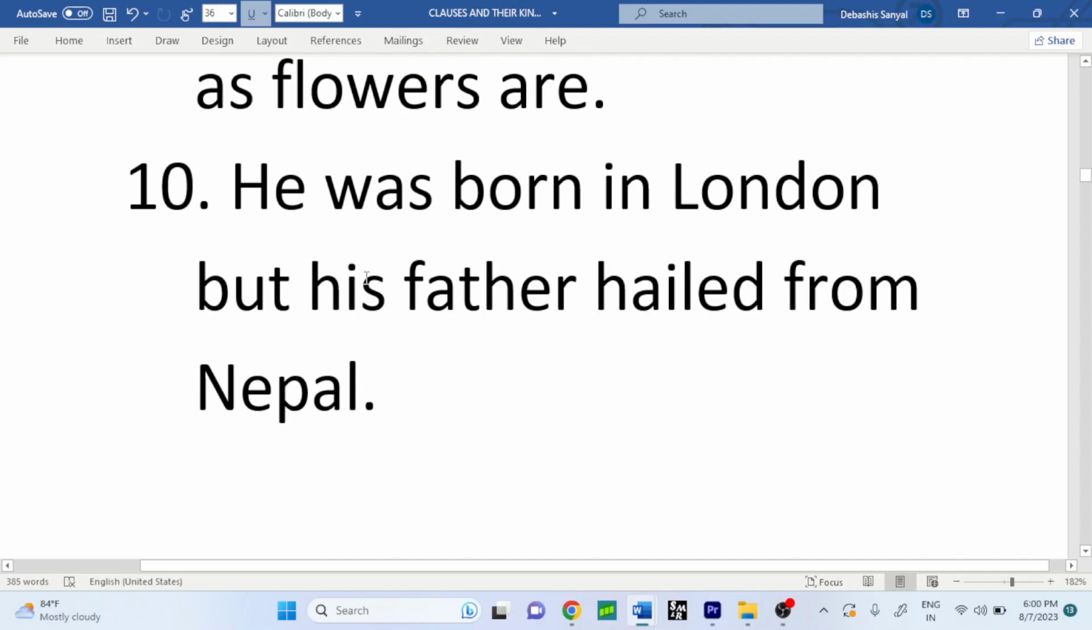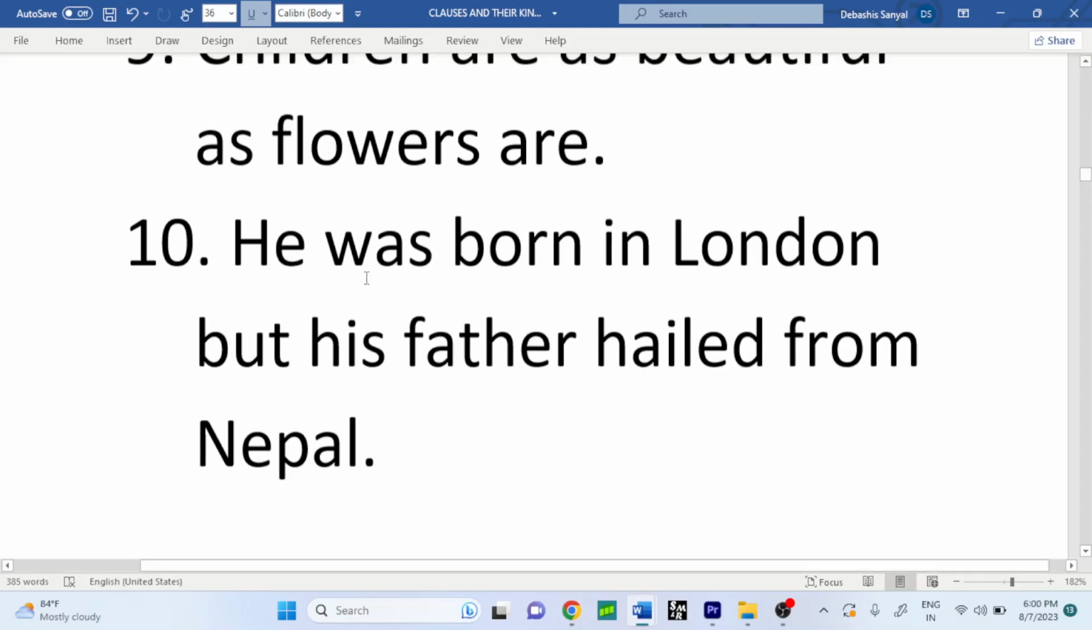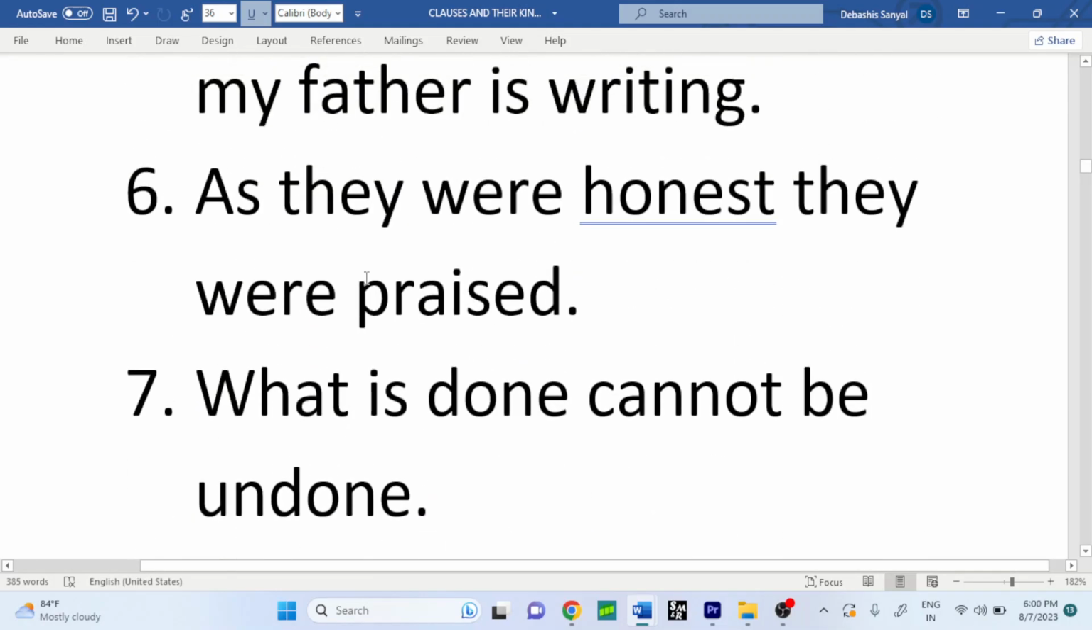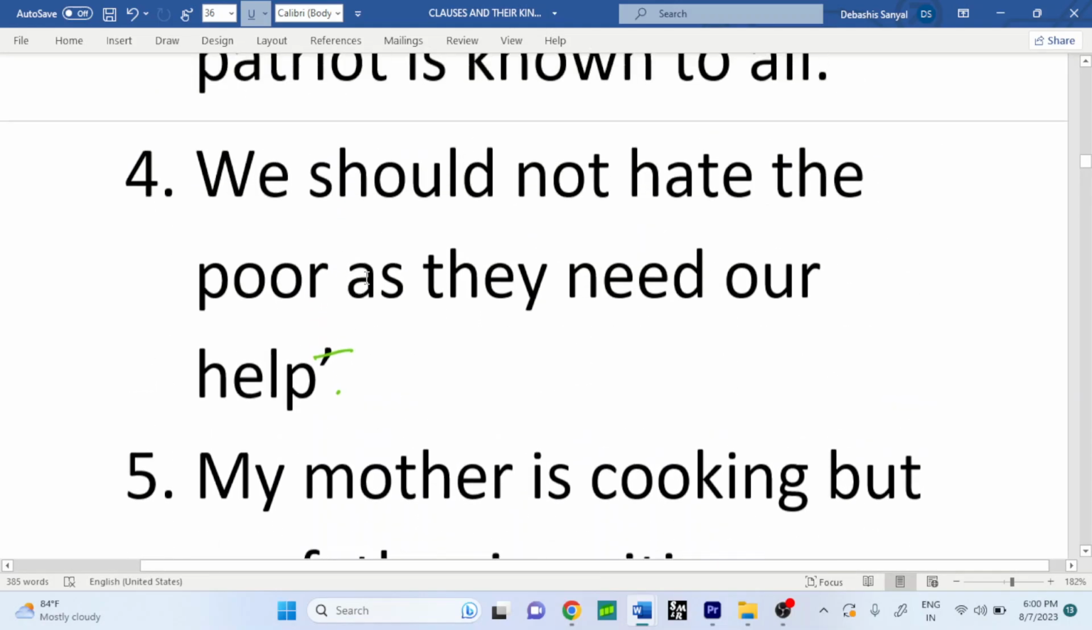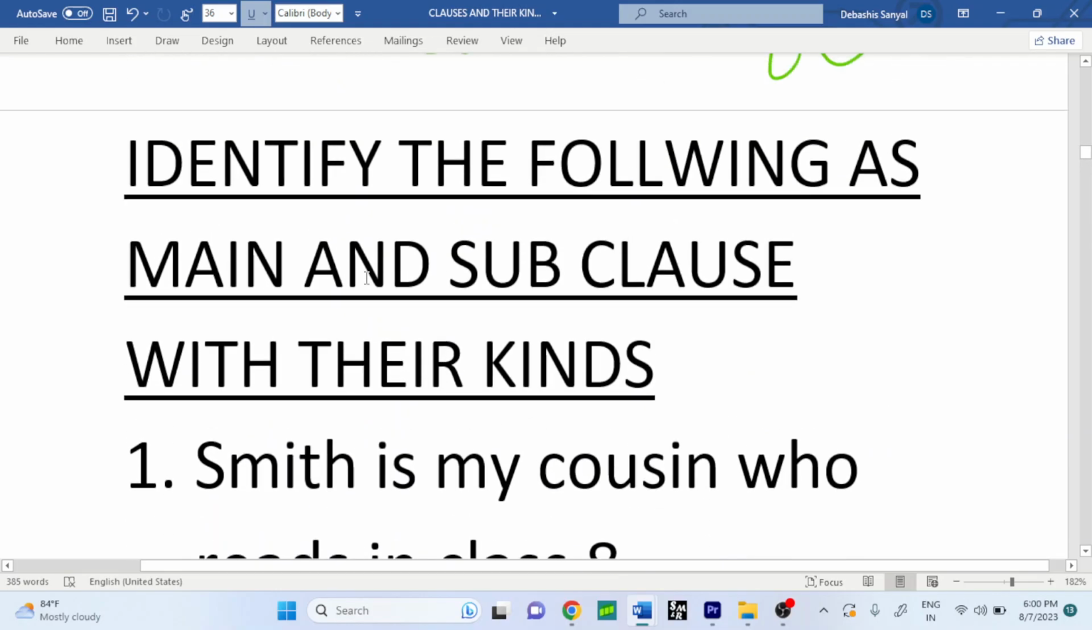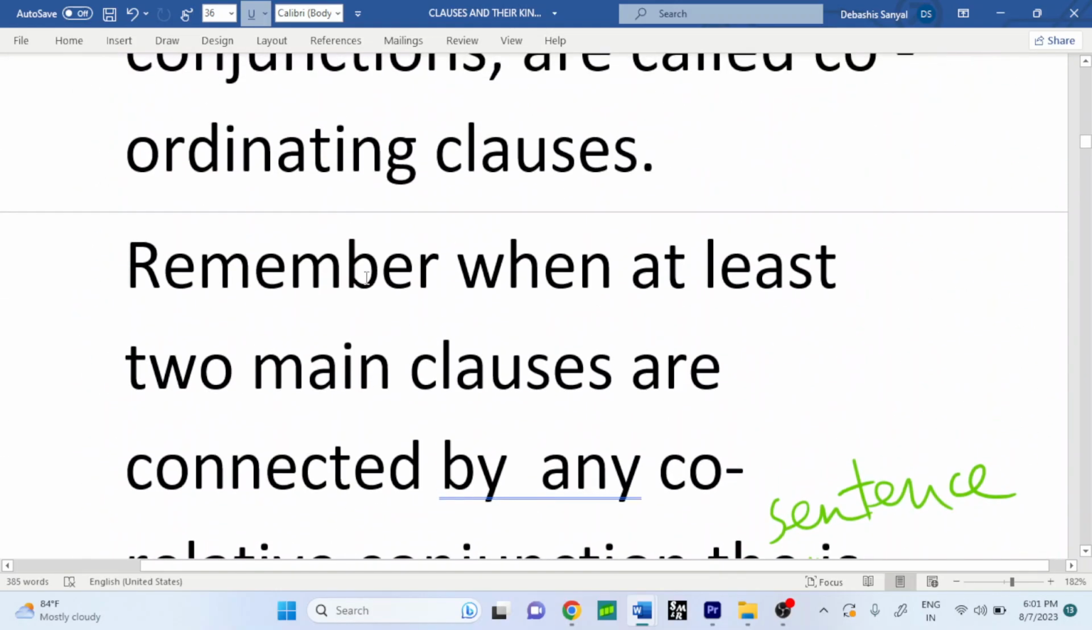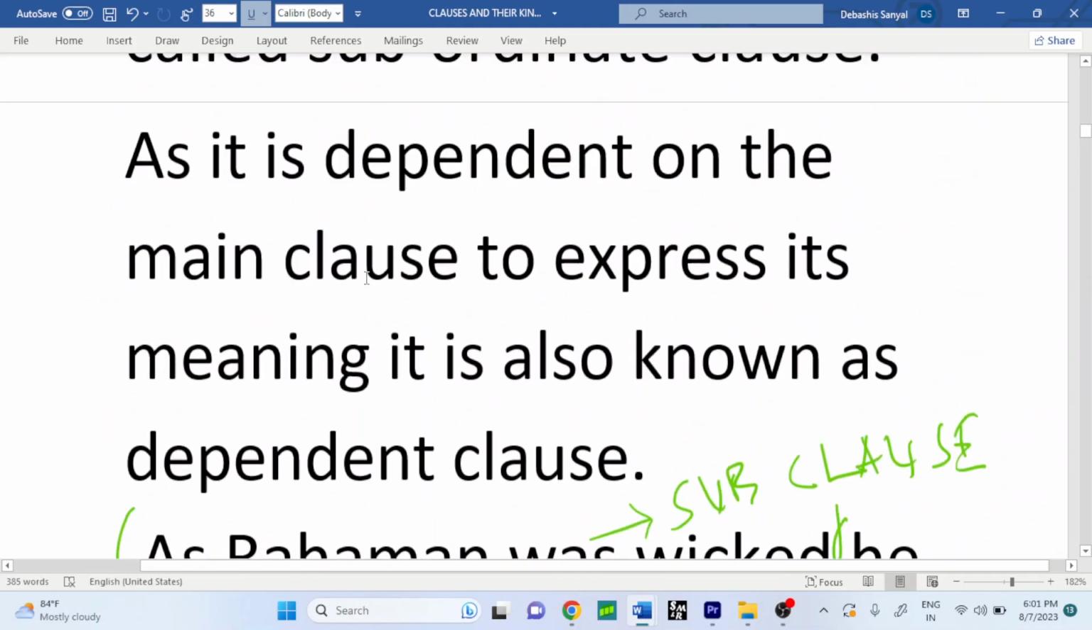So, dear students, this is all about the class for today regarding clause. Remember, in my next class, I will discuss the kinds of subclause. Subclause can be divided into three categories: noun or nominal clause, adjective or relative clause, and adverbial clause.